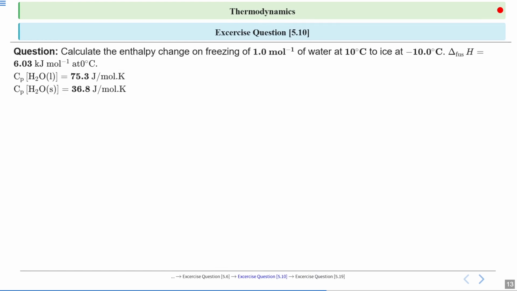Moving on to the next question. Now it's a very important one. Okay, so there are several concepts involved in it. Just listen to this question very carefully. The question says: what is the enthalpy change on freezing of 1 mole, I would say per mole, of water at 10 degrees Celsius to ice at minus 10 degrees Celsius? The delta H fusion is mentioned. It is plus 6.03 kilojoule per mole.